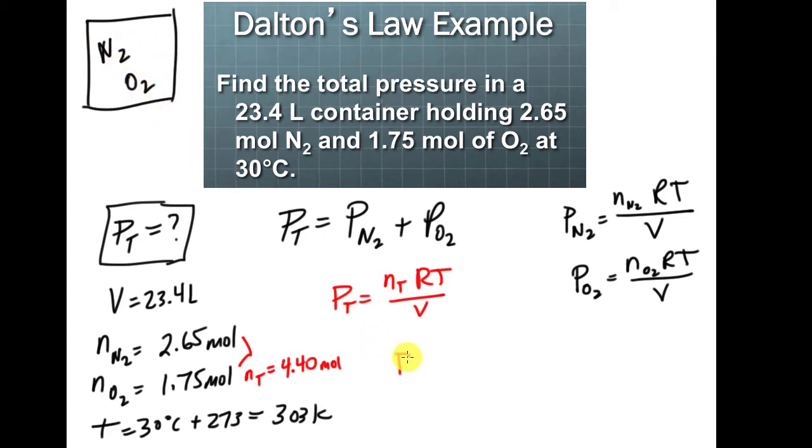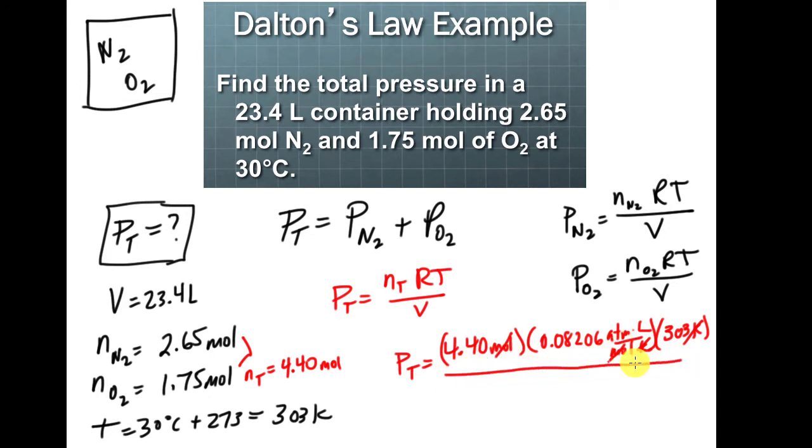So what I can do now is say, okay, my total pressure is equal to 4.40 moles times R, which is 0.08206 atmosphere liter per mole Kelvin. I do this because I want to make sure everything is going to cross off properly, right? I want to make sure that I have Kelvin temperature, that I've used moles, and on the bottom, my volume is 23.4 liters. So the liters cancel.